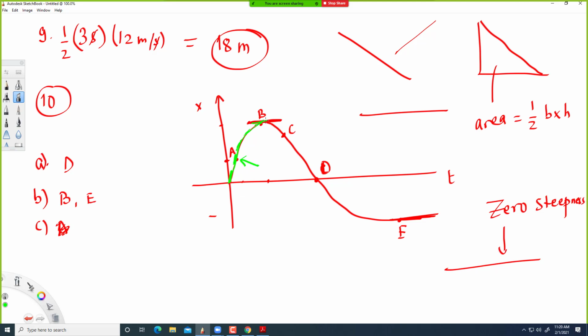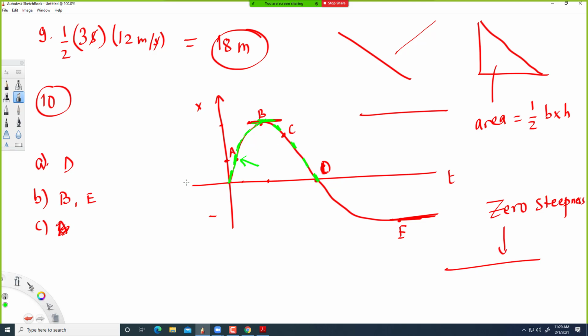How about from B to D? Here is 0 steepness, and then gradually the steepness is increasing, getting steeper and steeper, and here maximum steepness. So that means the steepness is increasing along this curve. Okay.